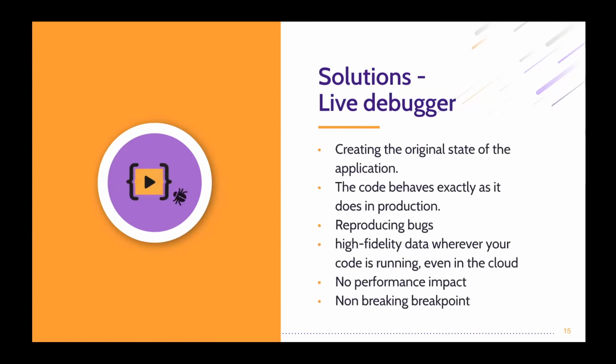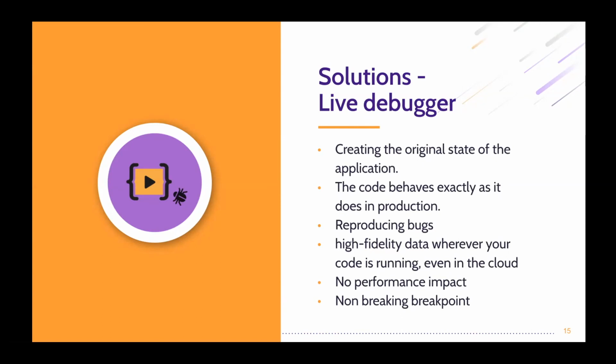Now my final solution, and my most recommended one, will be live debuggers. Live debuggers are great because they can recreate the original state of the application. If we spoke before about reproducing your application state or your user flow from production on your local machine, now you don't have to do this because you're basically debugging production. The code behaves exactly as it does in production, right? Because you're debugging your actual production code. So you don't have to reproduce the state. You don't have to reproduce anything. You're just debugging your production.